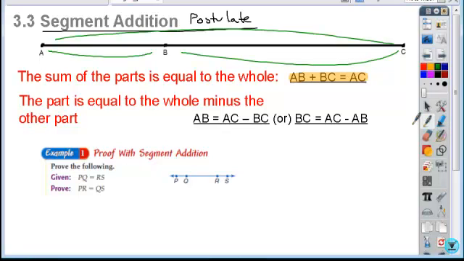Anytime we refer to this, the way that we'll refer to it will be segment addition. That's the abbreviation I'll use. If you see that, that's referencing the entire concept of segment addition postulate.